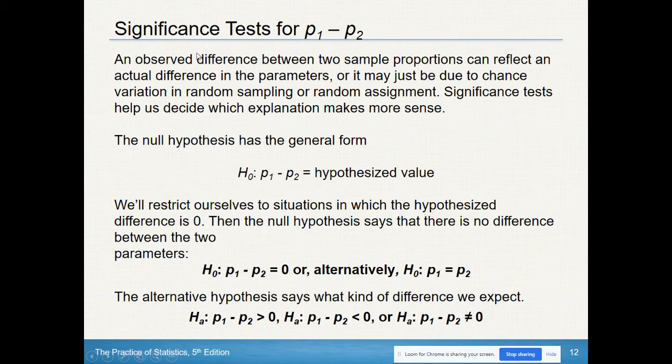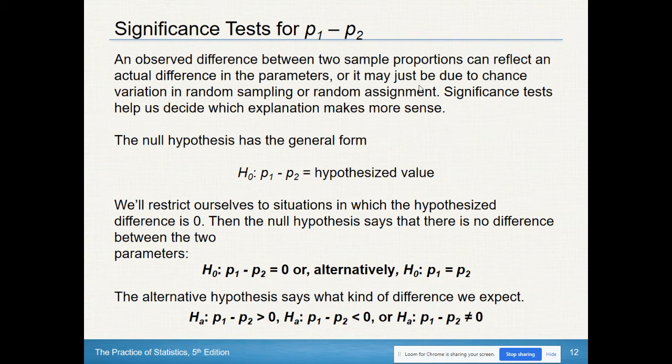Significance tests for P1 minus P2. An observed difference between two sample proportions can reflect an actual difference in the parameters, or it may just be due to chance variation in random sampling or random assignment. Significance tests help us decide which explanation makes more sense.